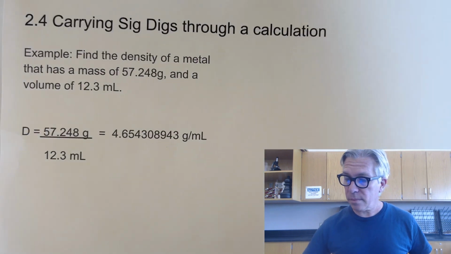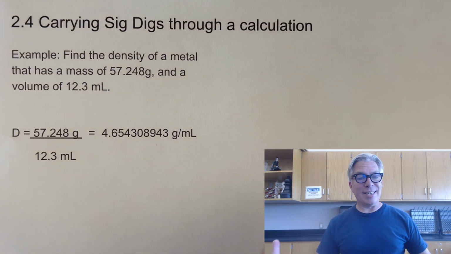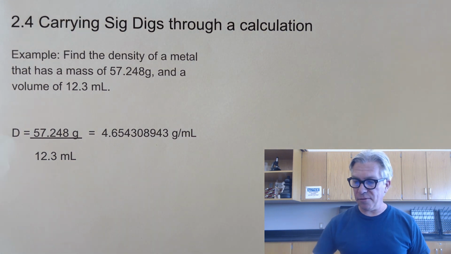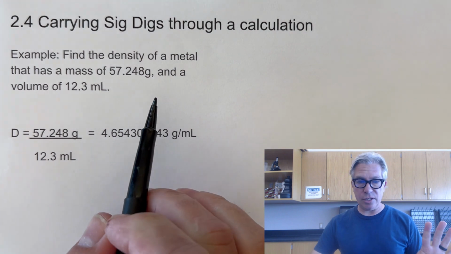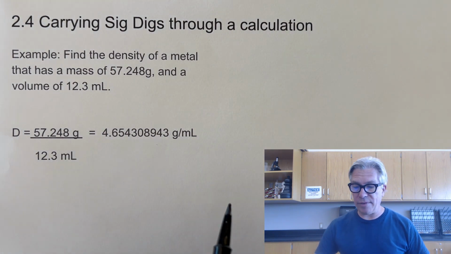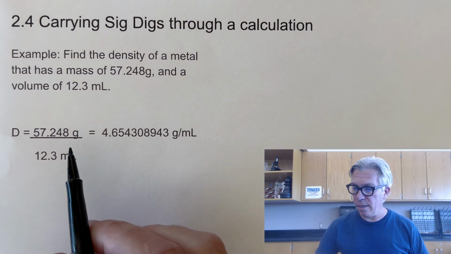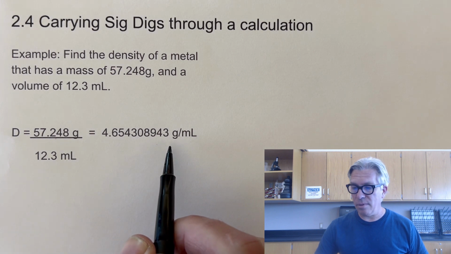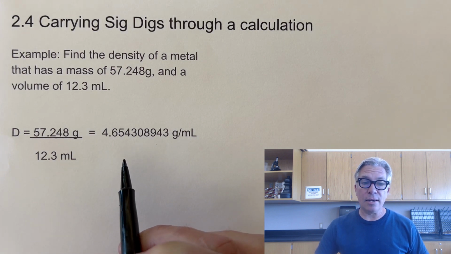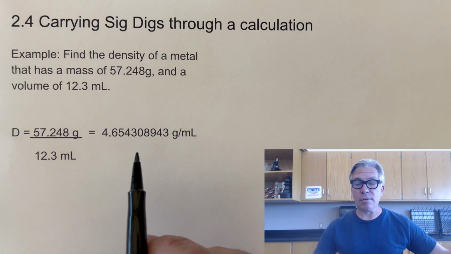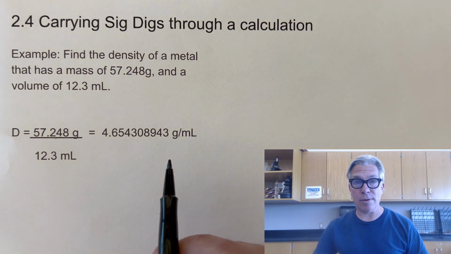Let's take another look before we look at the second rule. So let's say we're finding a density of some kind of metal, and we find that our sample has a mass of 57.248 grams, that's 5 digits of accuracy, and 12.3 milliliters, which is 3 digits of accuracy. And I punch it in my calculator, grams divided by mils. My calculator gives me this, and that's a lot of numbers. And a lot of us would, before chemistry class, just dutifully write them down, because my calculator gave them to me, they must be correct.